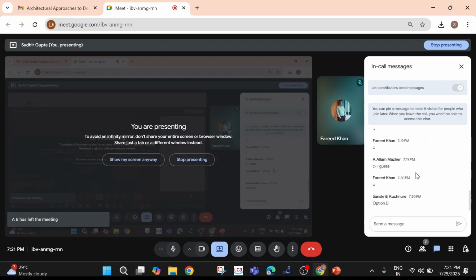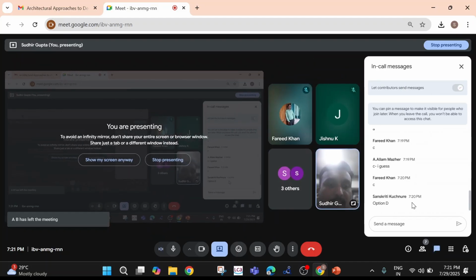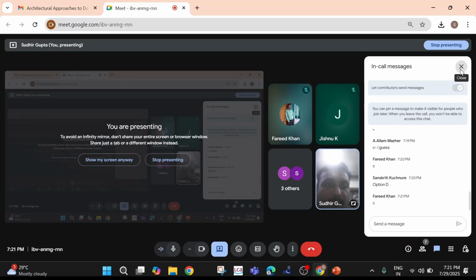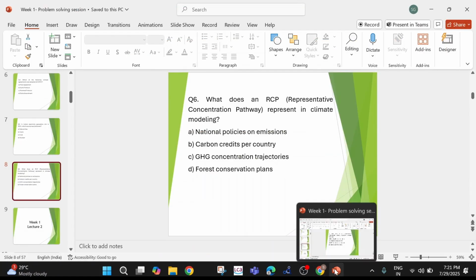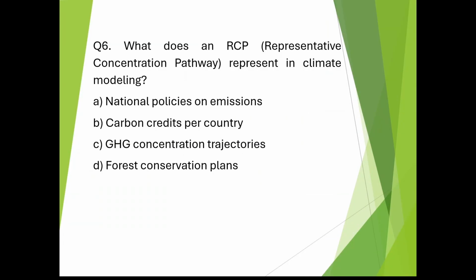Yeah. So Sanskriti has said option D. What about others? Farid and Alam, you also try to give your answers. As per Farid, it is C. Okay. Let's move to the question and discuss it with all of you.